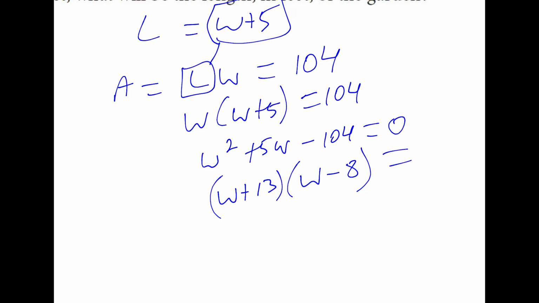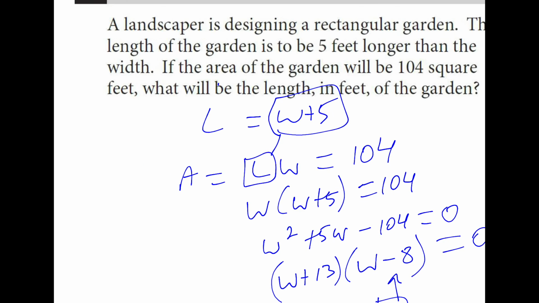Now, if you ask me, it's pretty likely that the answer is not negative 13, but it's a positive 8. That tells you what the width is, but they actually want to know what will the length be. So that's the width plus 5. So 8 plus 5 is 13.